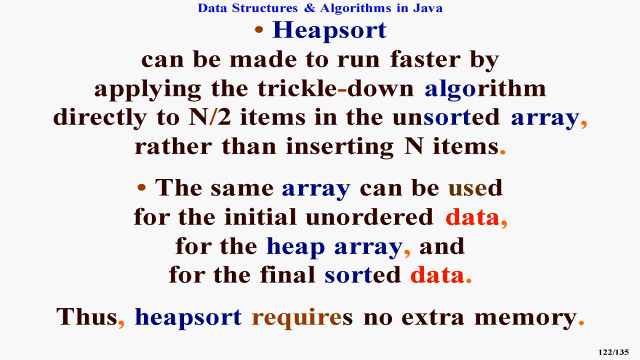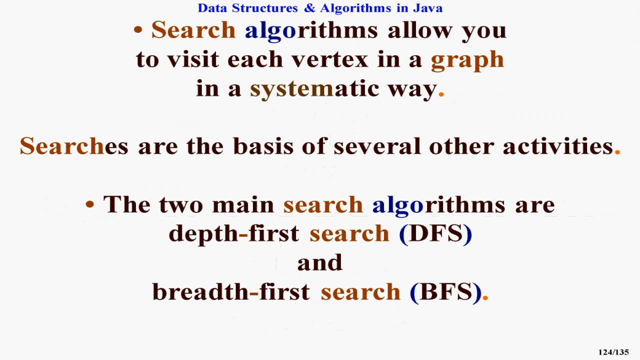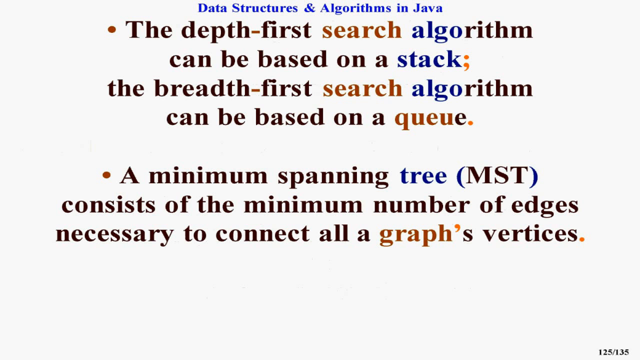Graphs. Graphs consist of vertices connected by edges. Graphs can represent many real-world entities, including airline routes, electrical circuits, and job scheduling. Search algorithms allow you to visit each vertex in a graph in a systematic way. Searches are the basis of several other activities. The two main search algorithms are depth-first search (DFS) and breadth-first search (BFS). The depth-first search algorithm can be based on a stack. The breadth-first search algorithm can be based on a queue.